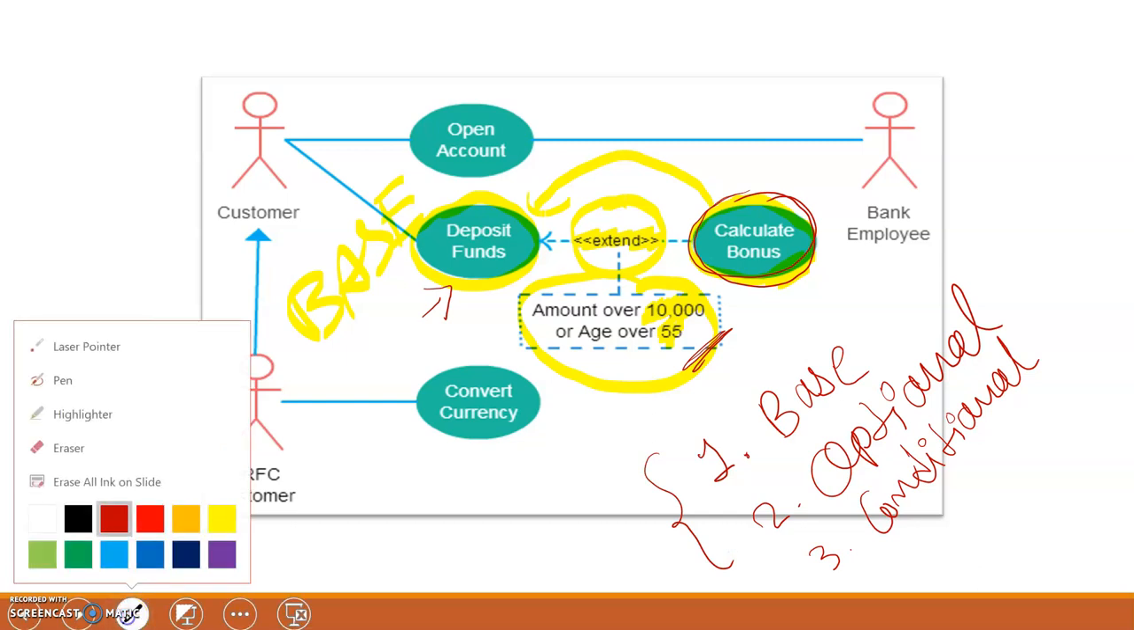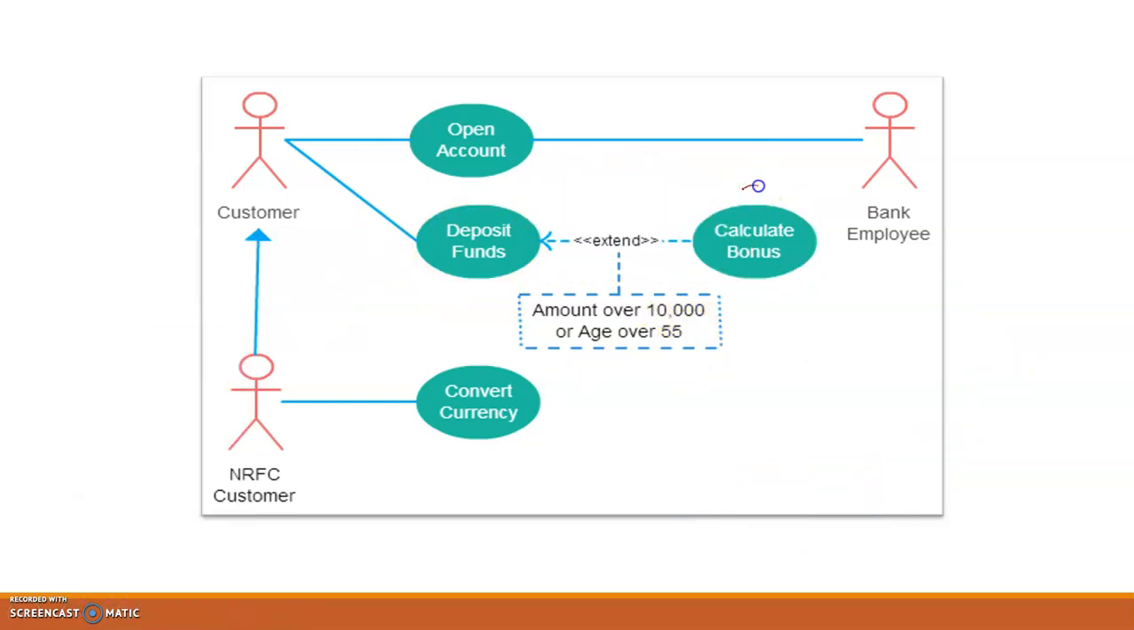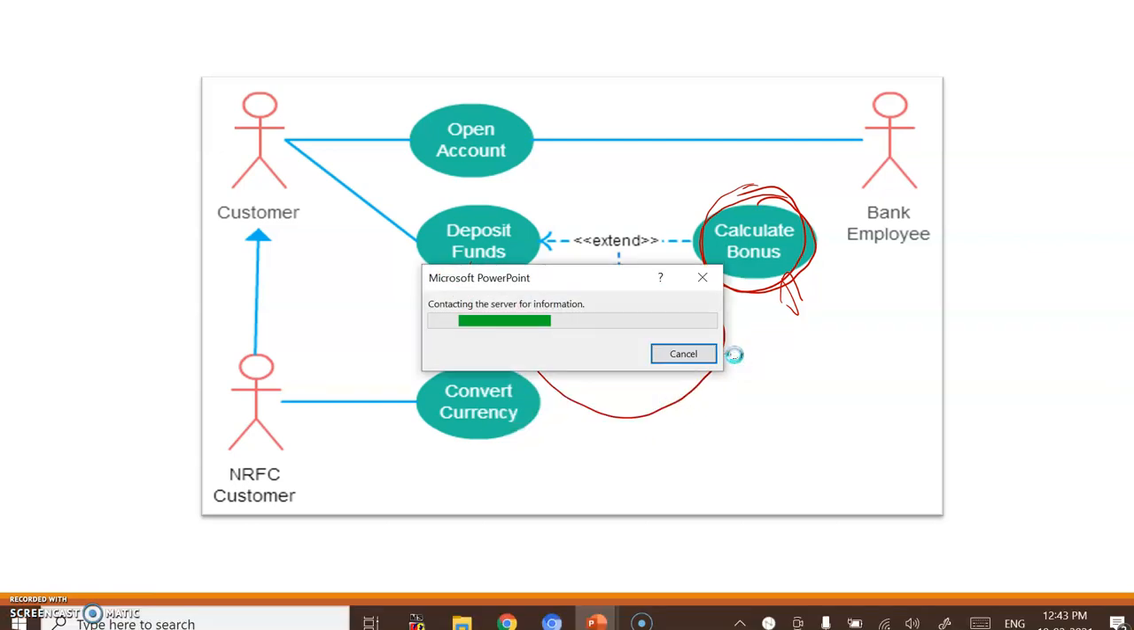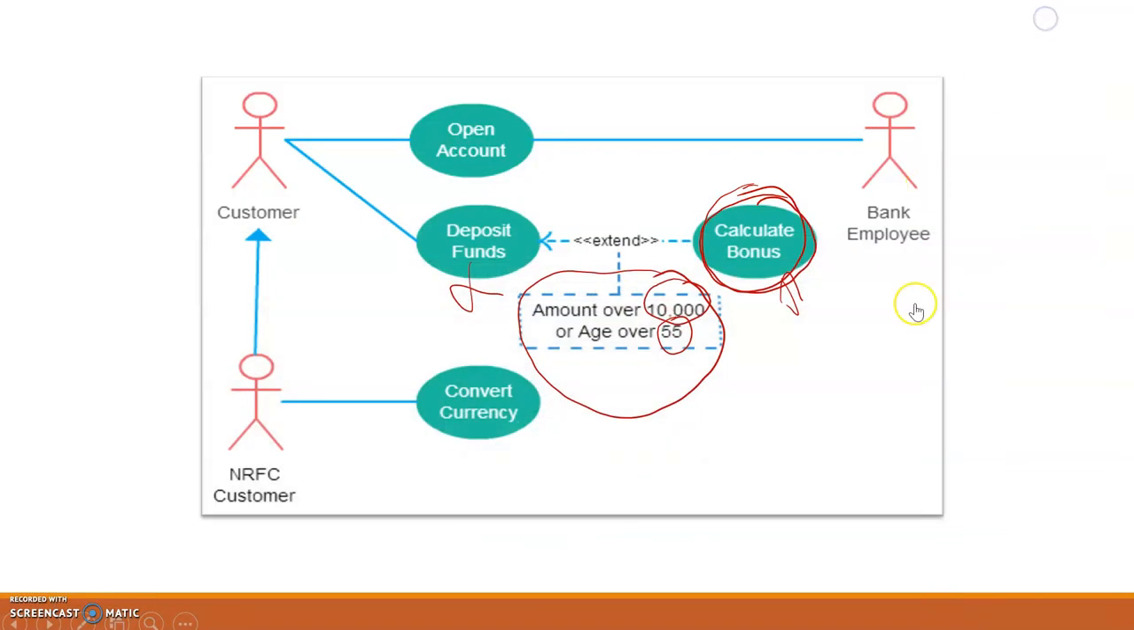You can also think by your own: if I say let's calculate the bonus, what do you require to calculate it? A certain amount. If there is no fund, or some criteria like age 55 is not met, if the age of the customer is below 55, it does not make any sense to calculate the bonus, because we are not giving a bonus to each and every person. So this case is based on a certain condition, and only if this condition is triggered will it get executed. So this is about the extend relationship.